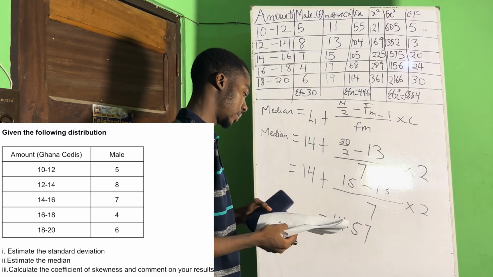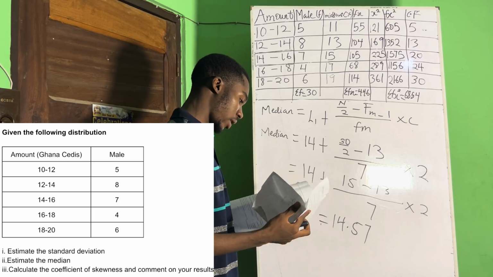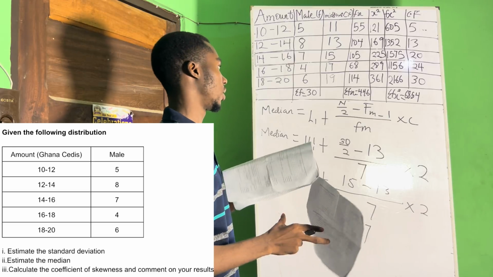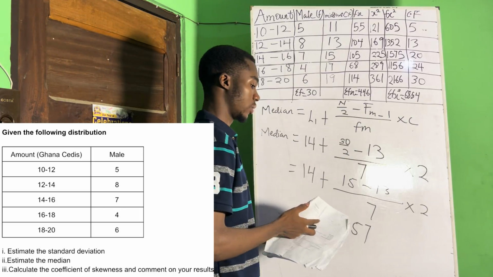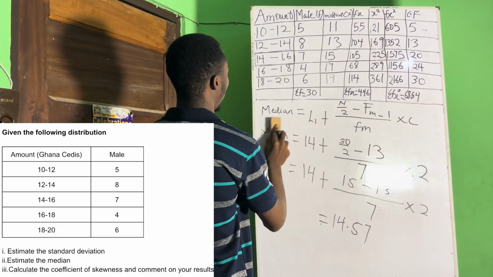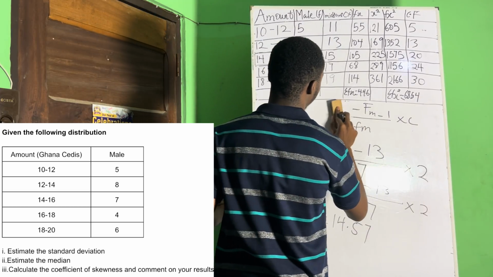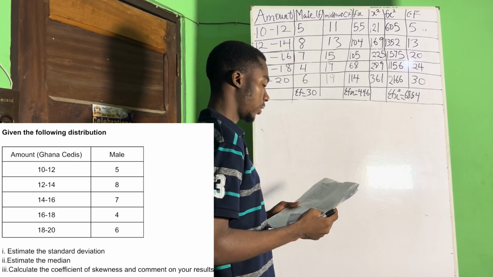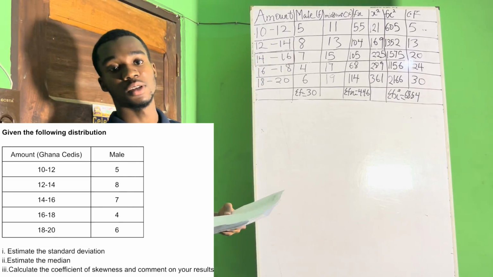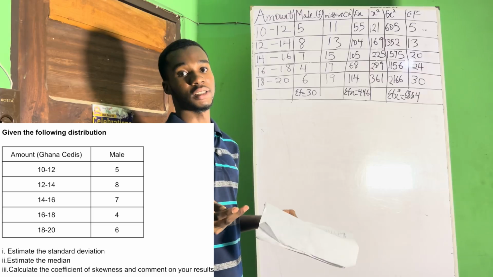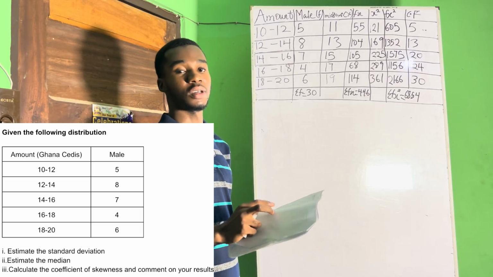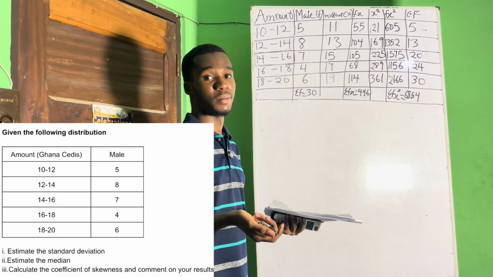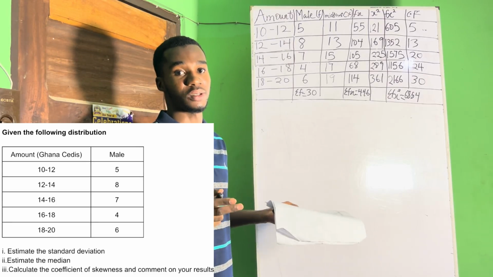For the next one, they said we should find the coefficient of skewness and comment on our results. All right, so let me clean this one so that we find the coefficient of skewness. Now we are finding the coefficient of skewness, and this was the only formula they didn't give to you in the formula sheet. I don't know why they didn't give this particular one. Get it? So maybe this year too, they might not give it to you, since they didn't give it to them last year. So you might want to note only this particular one.